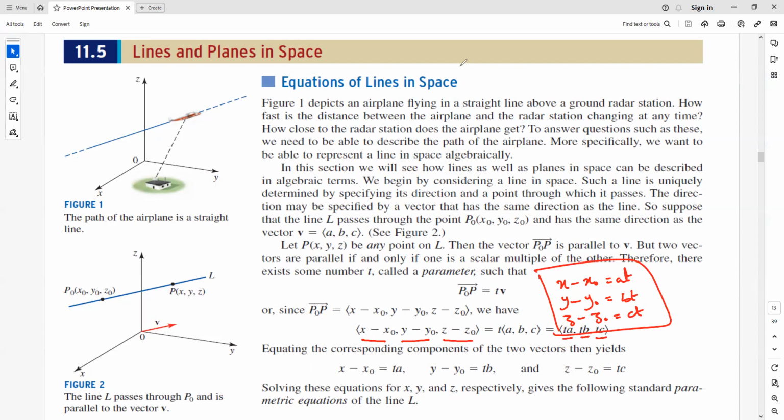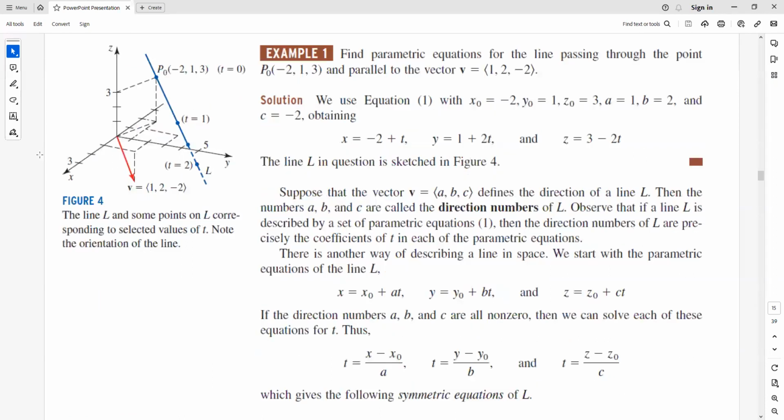Now let's see an example to be more clear. So now see this example. They have asked to find the parametric equation for the line passing through the point and parallel to the vector v. So a point is given.